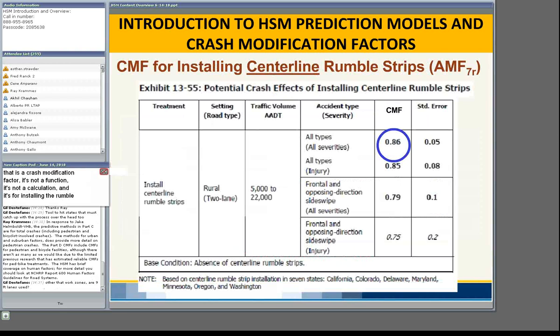With that, I'm going to turn it over to Esther to talk about deployment initiatives. Thank you, Gene. Good afternoon, everybody. This is going to be a quick overview of the Office of Safety as we were given an opportunity to make sure that HSM and the analysis tools are being deployed throughout the country as best as possible.